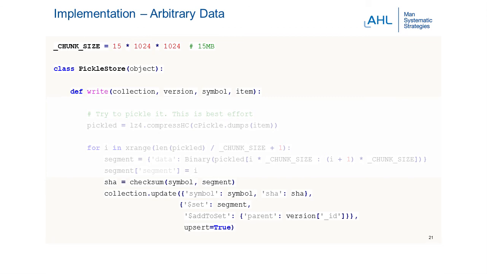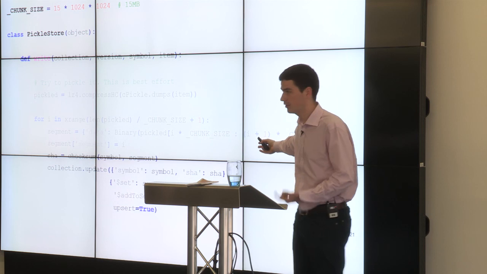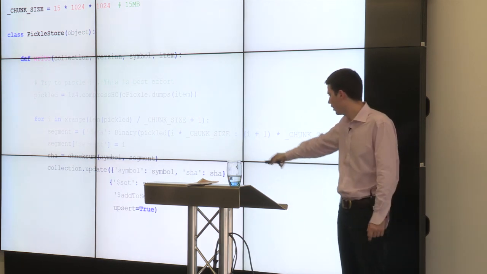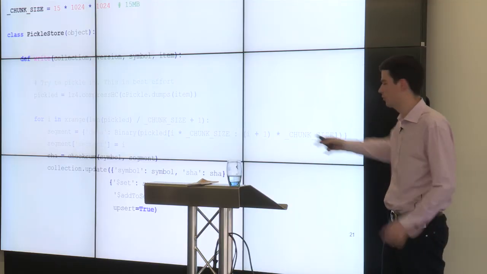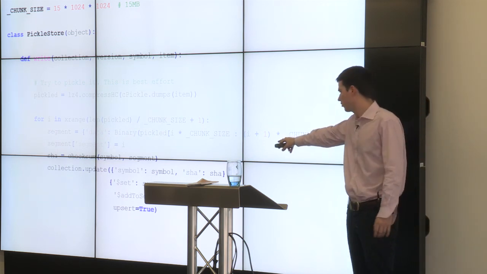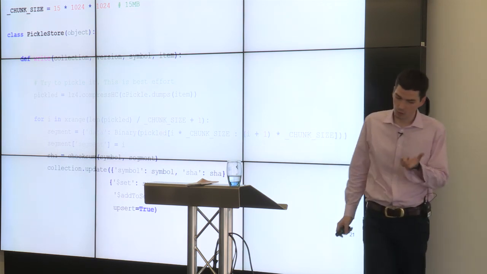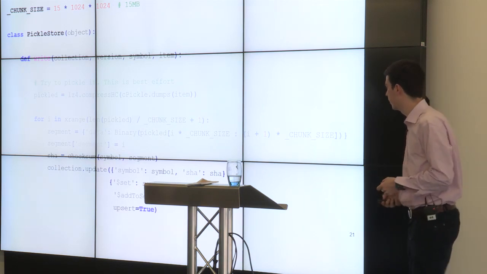And inserting into Mongo is that one line there, just do a collection update, give it a symbol, give it a SHA. If it already exists, we'll find that document that exists with that symbol and SHA. Set the segment data, and then add the parent to the parent set, so the ID from the version document into the parent set. If the document doesn't exist, then the upsert will make the document exist. And because there's a constraint on that SHA field, there's only actually one document that has the same symbol and SHA in that database. So that's writing data.